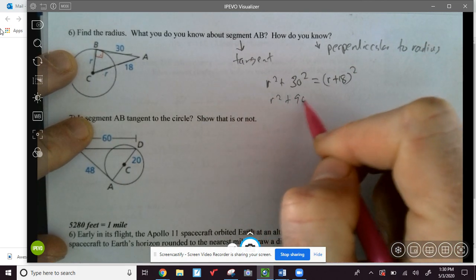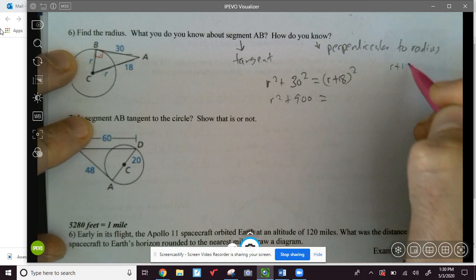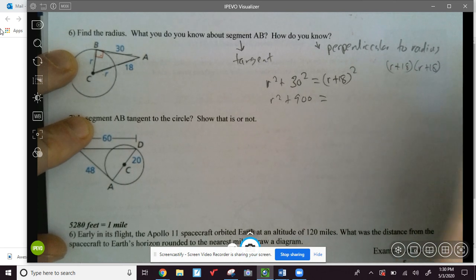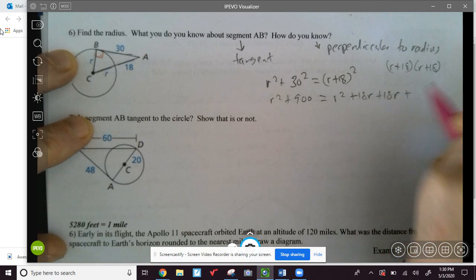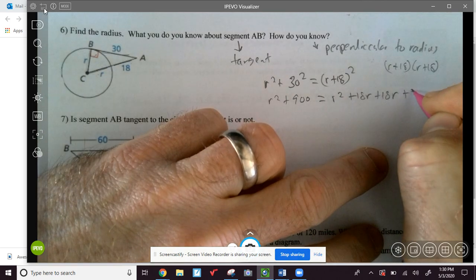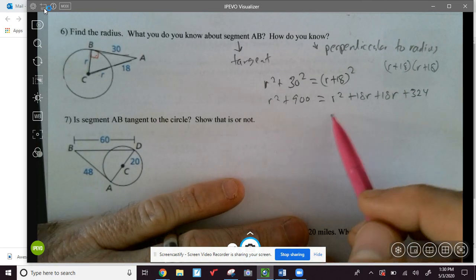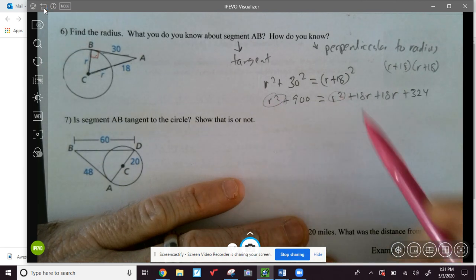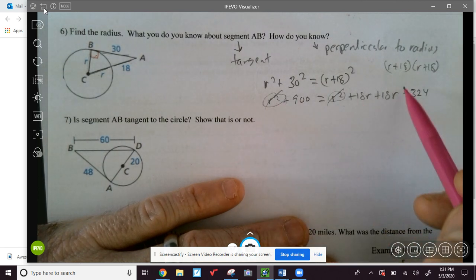All right, so here we go. R squared plus 900 equals, now remember this is base times base, so r plus 18 times r plus 18. So r squared plus 18r plus 18r plus 18 times 18. I think it's 364. 18 times 18. Oh, 324. So 324. All right. So we can put everything on one side because I see these. But when I move that over, what happens? They cancel out. So now I go from a quadratic to a linear.